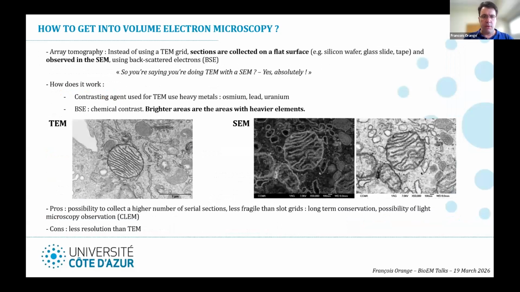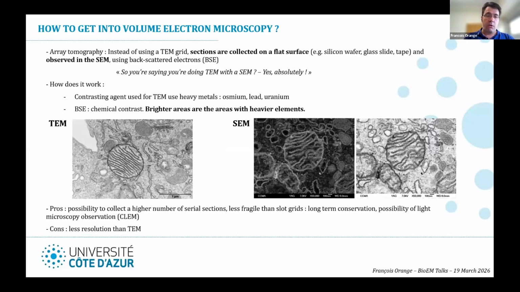So still on the basics of the technique, what we're doing in array tomography is collecting the sections on a flat surface, which can be a silicon wafer, a glass slide, or a tape, like we've seen in the previous presentation, and you observe it in the scanning electron microscope. So you may be wondering, you're doing TEM with an SEM? Yes, absolutely, we do.